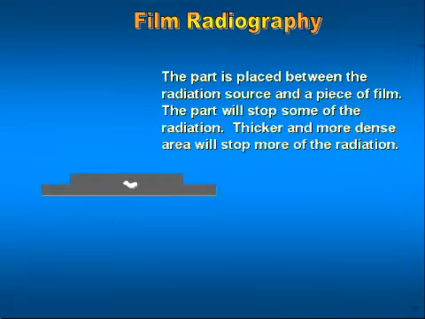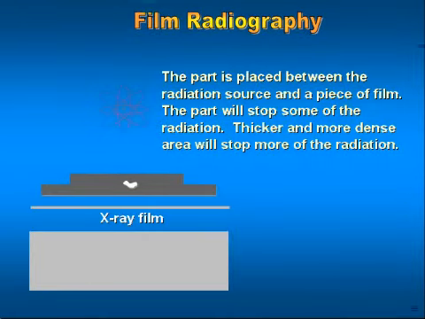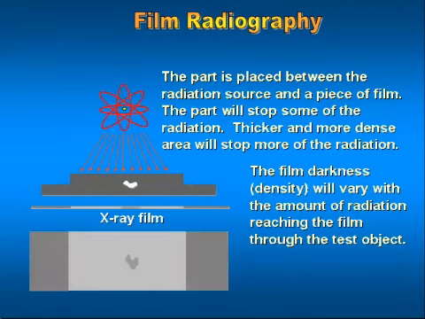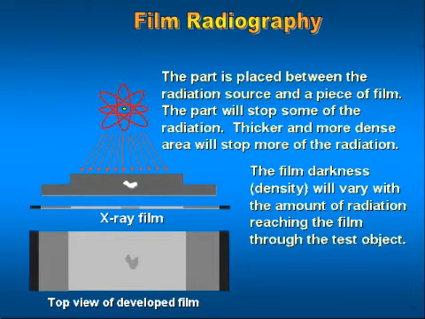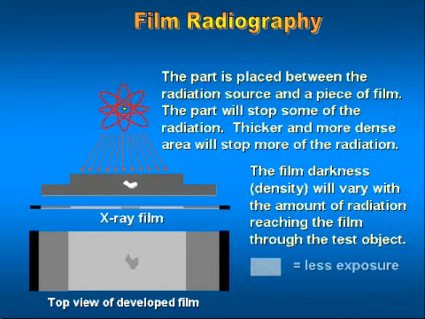With film radiography, the part is placed between the radiation source and a piece of film. The part will stop some of the radiation. Thicker and more dense areas will stop more of the radiation. The film darkness, which is density, will vary with the amount of radiation reaching the film through the test object. Lighter areas of the film indicate less exposure; darker areas of the film indicate more exposure.